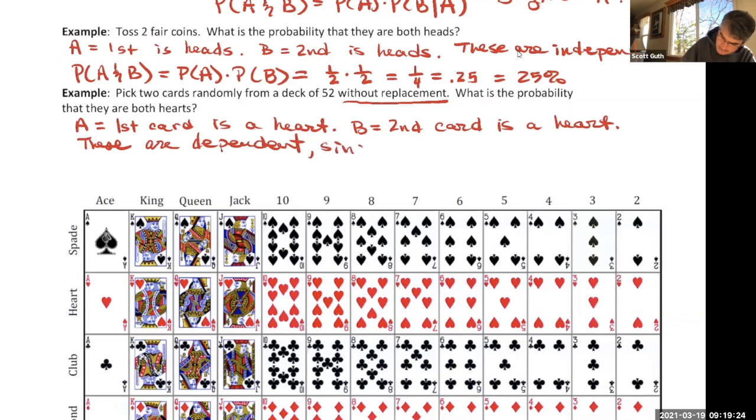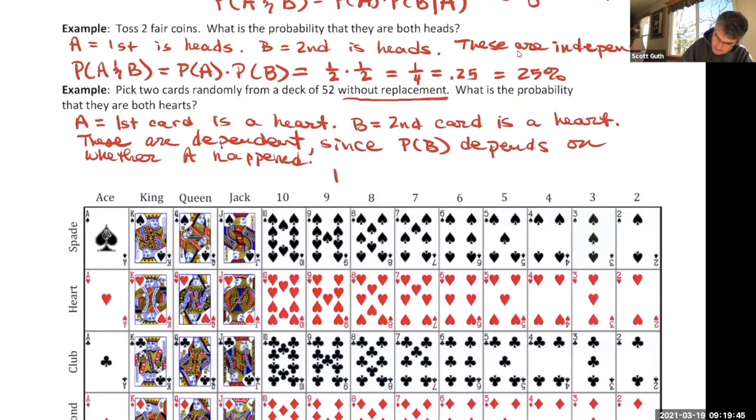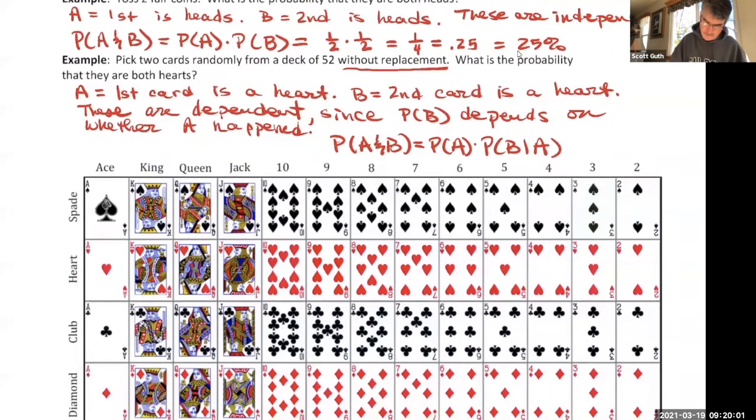Since the probability of B depends on whether A happened, here I'll do the probability of A and B. This should be the probability of A times the probability of B given A. I'm going to make a little more space.